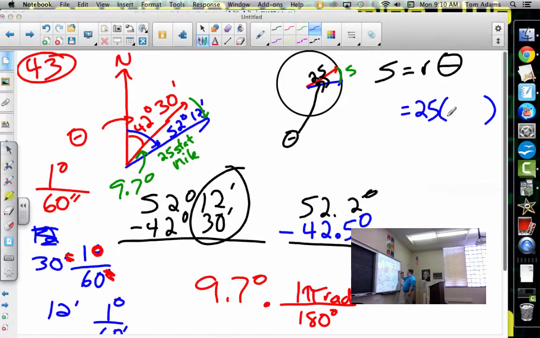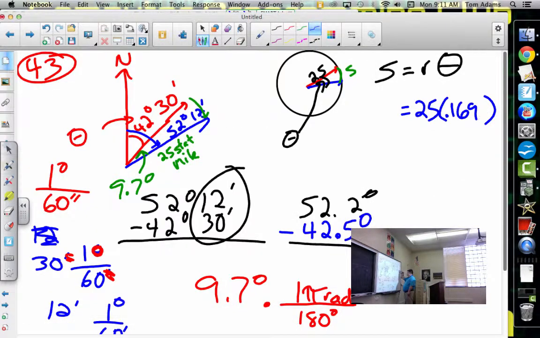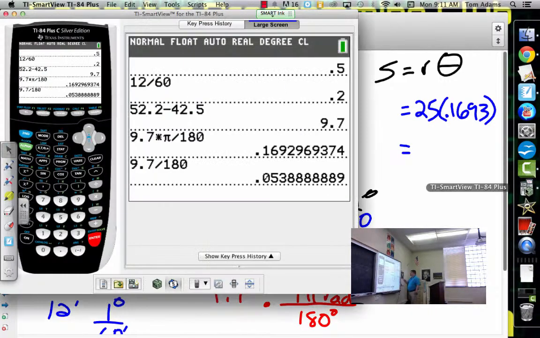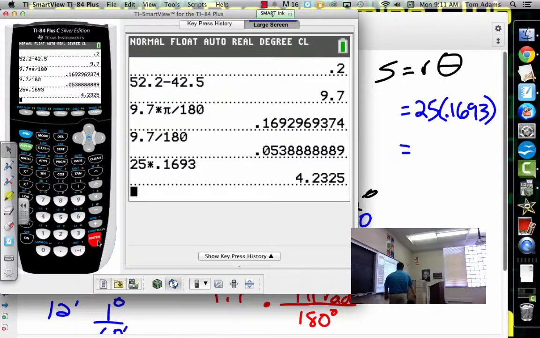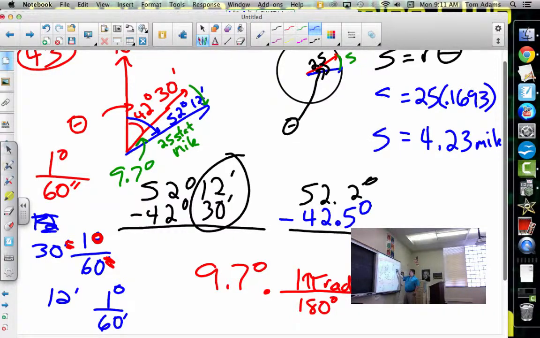So I'm going to multiply that by 0.169, let's go one more decimal, 0.1693. Okay, that's what my arc length is going to be. So if I plug that in my calculator, 25 times 0.1693, I get 4.2325 miles, 4.23 miles. So that is my arc length. So the distance from here to here is 4.23 miles.